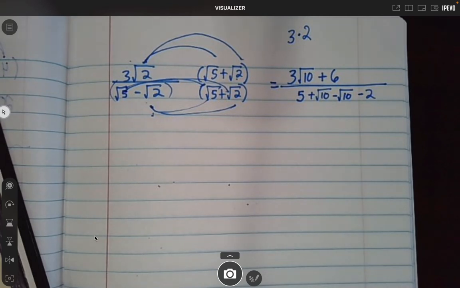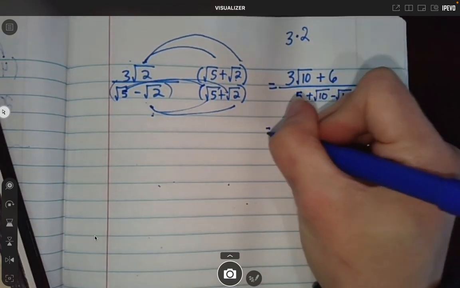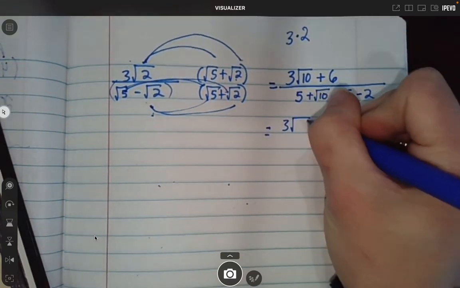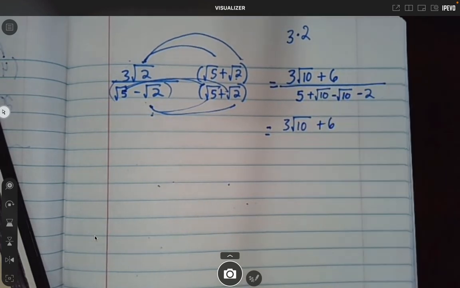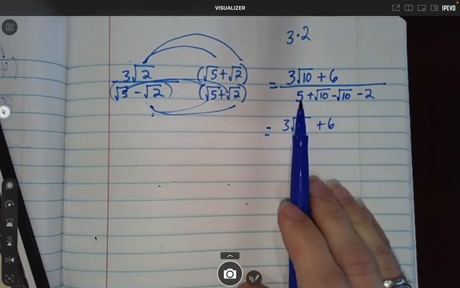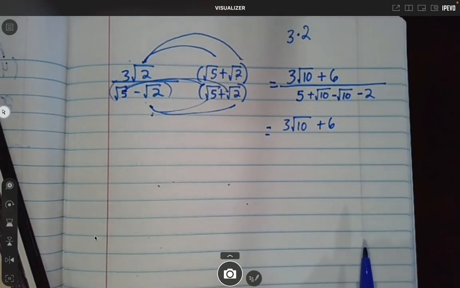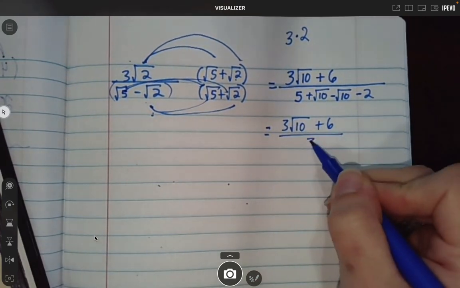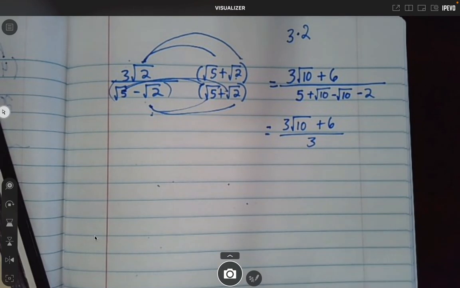All right, so I'm going to write down the top one. And what do I get for the denominator? What's 5 minus 2? 3. What happened to the square root of 10 minus square root of 10? Cancels out. So is everybody good with this up to this point? We'll go back through it if we need to.